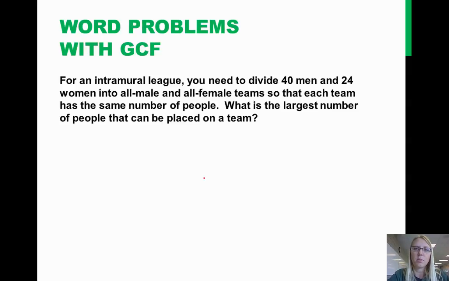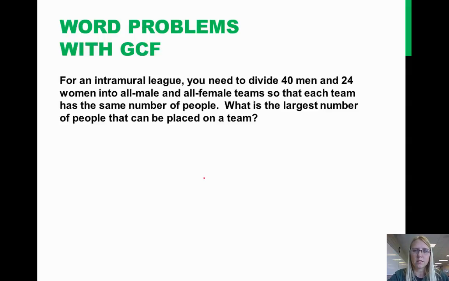Let's talk about a word problem with GCF. For an intramural league, you need to divide 40 men and 24 women into all male and all female teams so that each team has the same number of people. What is the largest number of people that can be placed on the team?